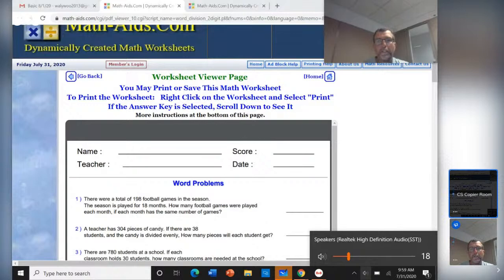We're just going to continue to do some word problems. Hopefully you got a chance to finish that worksheet yesterday. We're just going to continue to do some more today. So I want to look at this first one.